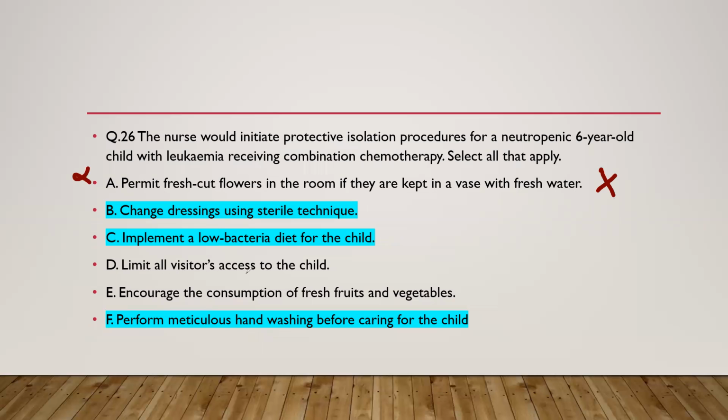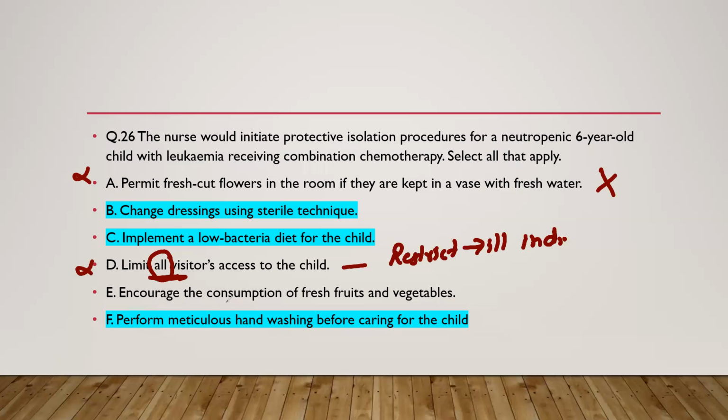Limit all the visitors' access to the child. There is no need to limit all the visitors, but yes, we have to restrict those individuals who are ill. This option is inappropriate, because here the word mentioned is all. There is no need to limit all the visitors, but individuals who are ill should not be allowed in the child's room due to the increased risk of infections. So option D is also inappropriate.